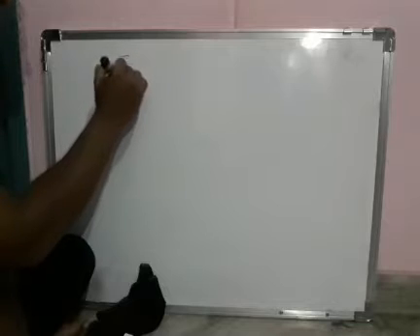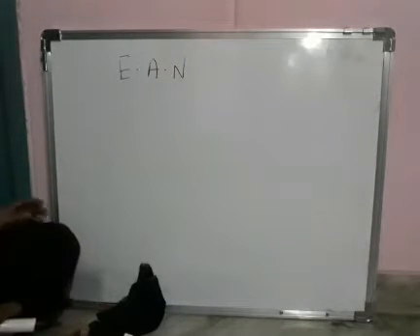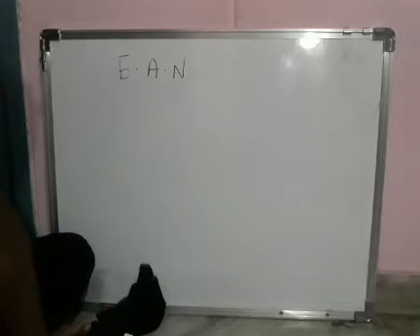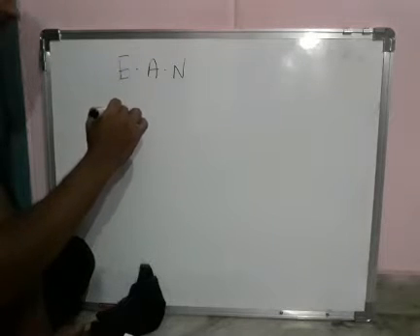Effective atomic number was proposed by Sidgwick, and we can predict the stability of the molecule by using the effective atomic number. It is represented as EAN, effective atomic number. Now how can we calculate the effective atomic number?